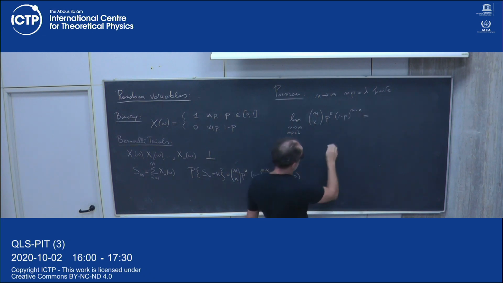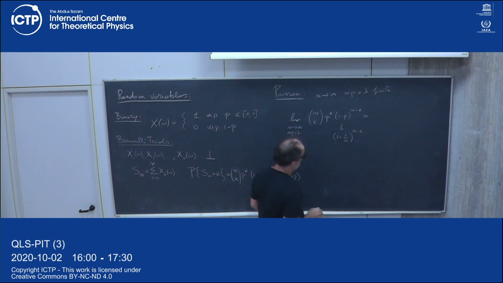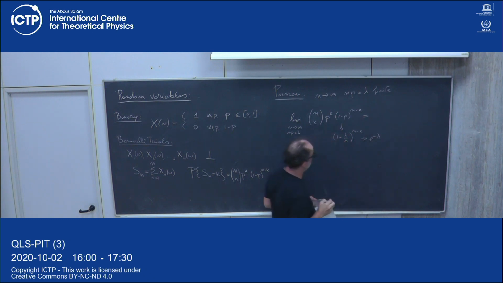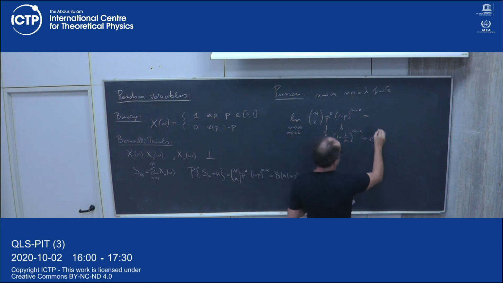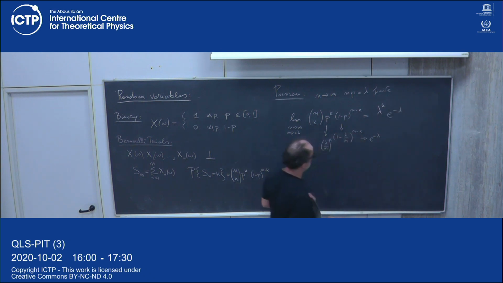let's do this limit in steps. First of all, this part will be 1 minus lambda divided by n, to the power n minus k. So when n goes to infinity, this converges to e to the minus lambda. Then this term here is lambda divided by n to the power k. So here you will have a term lambda to the k times e to the minus lambda. And then you have n choose k times 1 over n to the k.